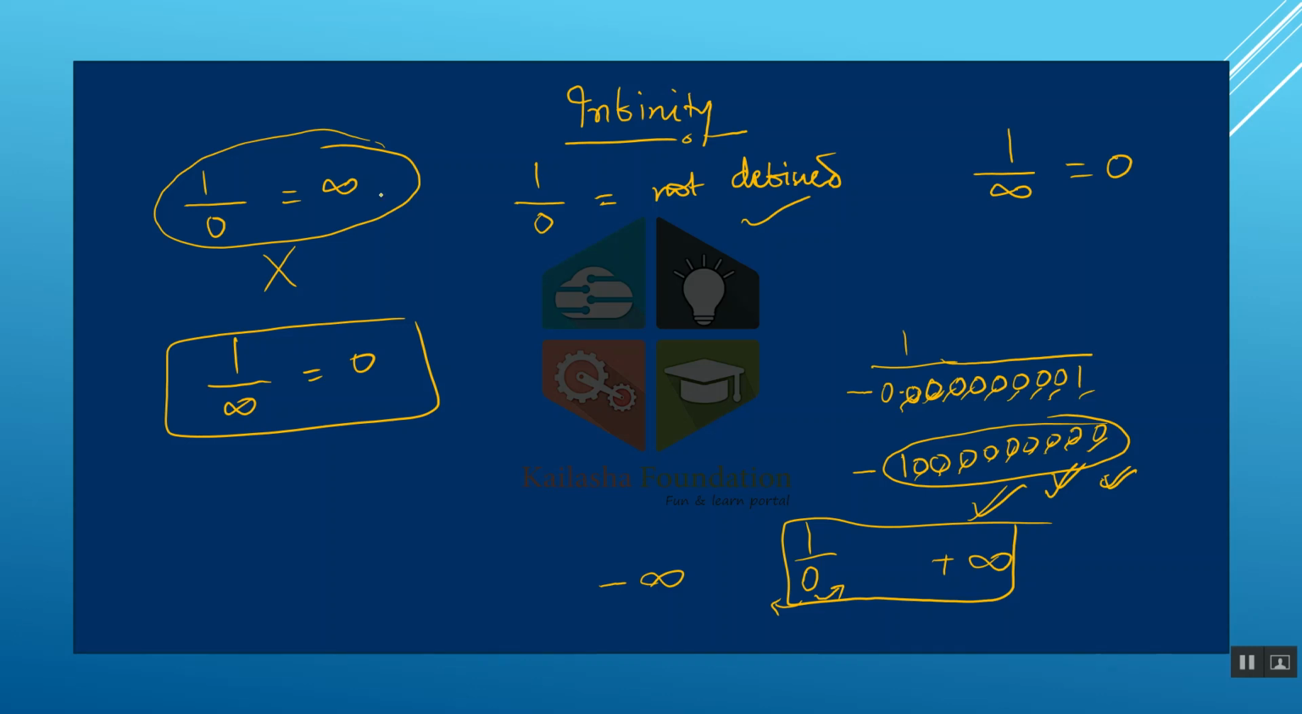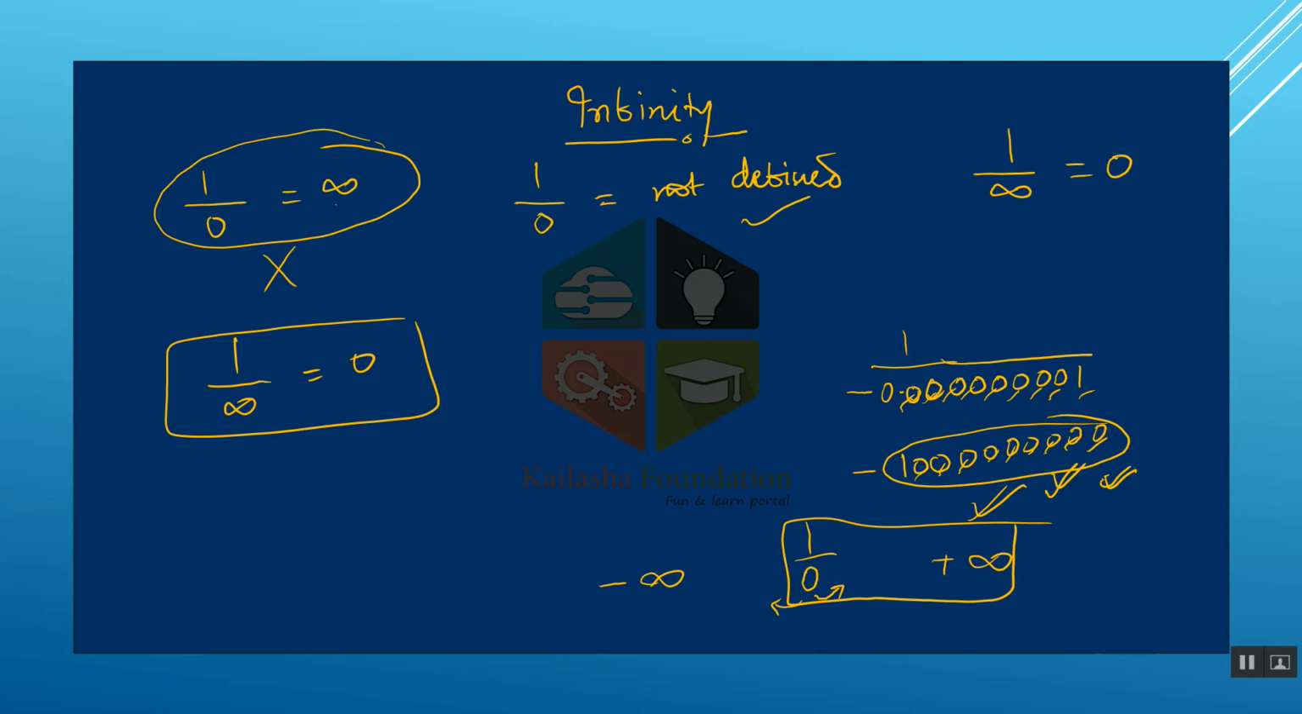So 1 by 0 is infinity is also not defined, sir. What is the difference between these two? No, no. Infinity is defined. Infinity is clearly defined. So what is the definition of infinity? A value so high that we cannot achieve it is called infinity.